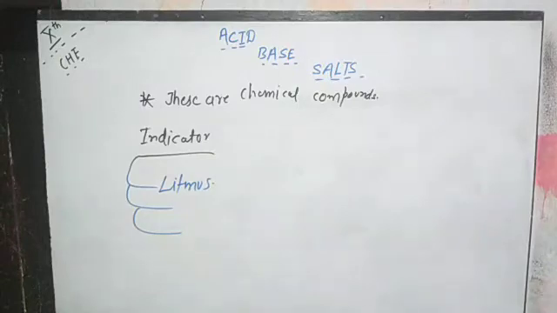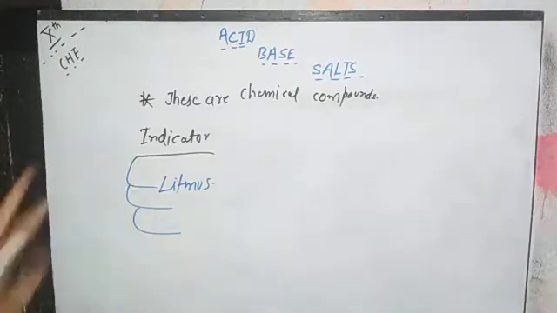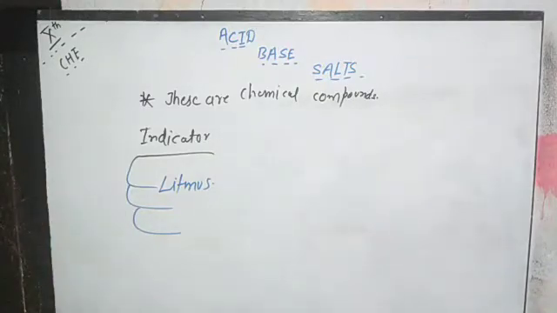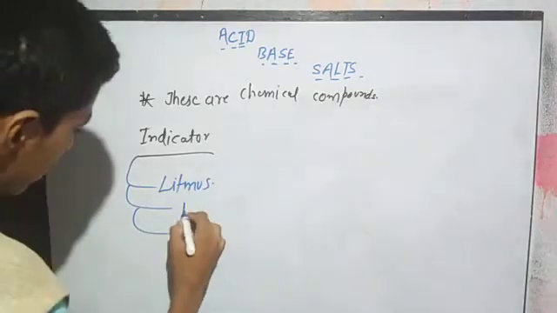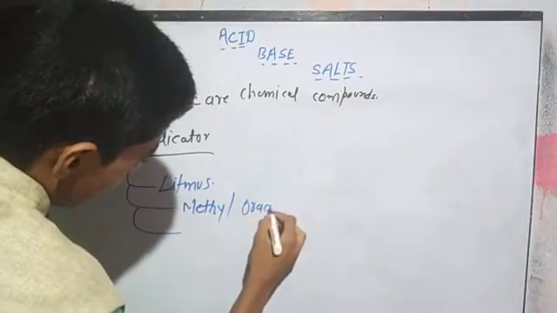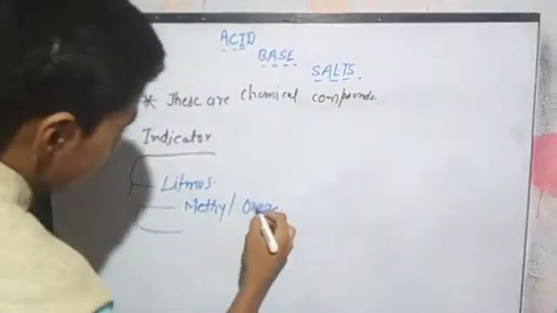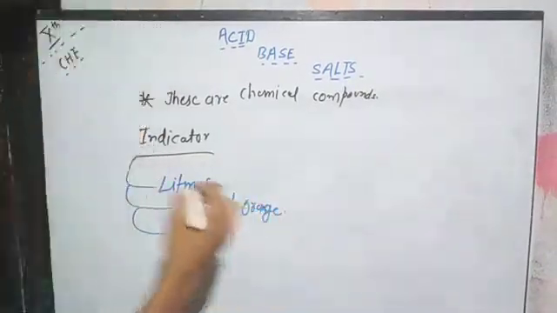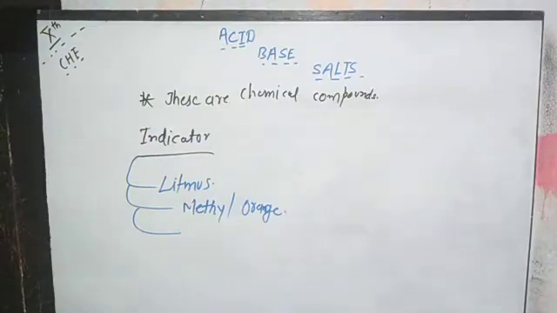So now let's discuss. As we already studied litmus in class 8, we will still discuss litmus in detail. Then the other indicator is methyl orange. And the third indicator is phenolphthalein.